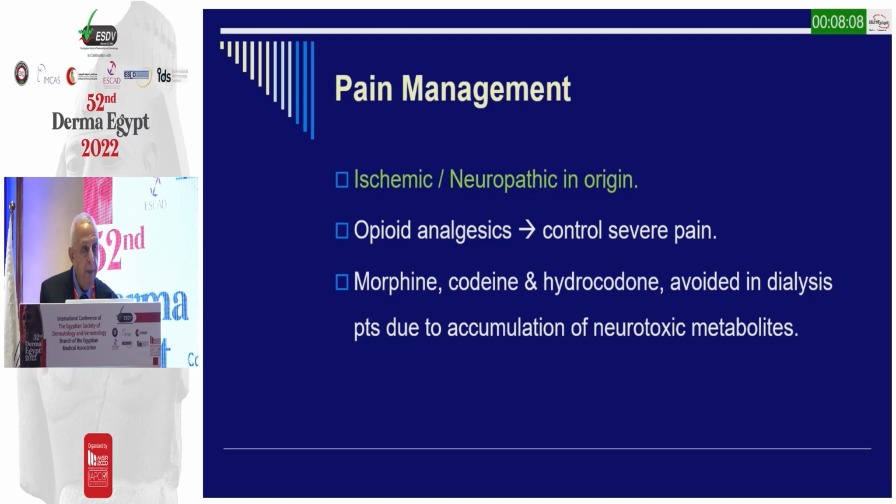Pain management is highly important as calciphylaxis is very painful. Opioid analgesics, gabapentin, and pregabalin are usually used to control the severe pain, while taking care that morphine, codeine, and hydrocodone should be avoided in dialysis patients. Why? Due to the accumulation of their neurotoxic metabolites.